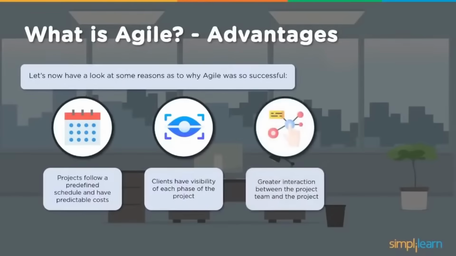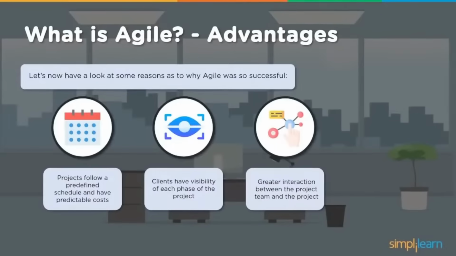Then there is greater interaction between the project team and the project, which means there needs to be collaboration. Agile emphasizes collaboration. Scrum in specific has something called the daily Scrum, a 15-minute meeting where the entire Scrum team comes together, a self-organizing team, and expresses what they completed before the last daily Scrum meeting, what is pending and why, and what they are going to do before the next meeting. All these are expressed.